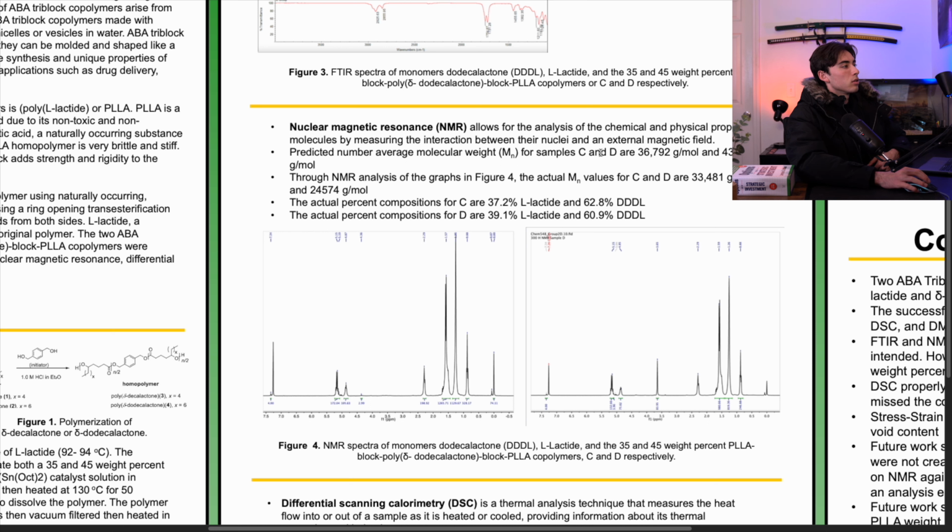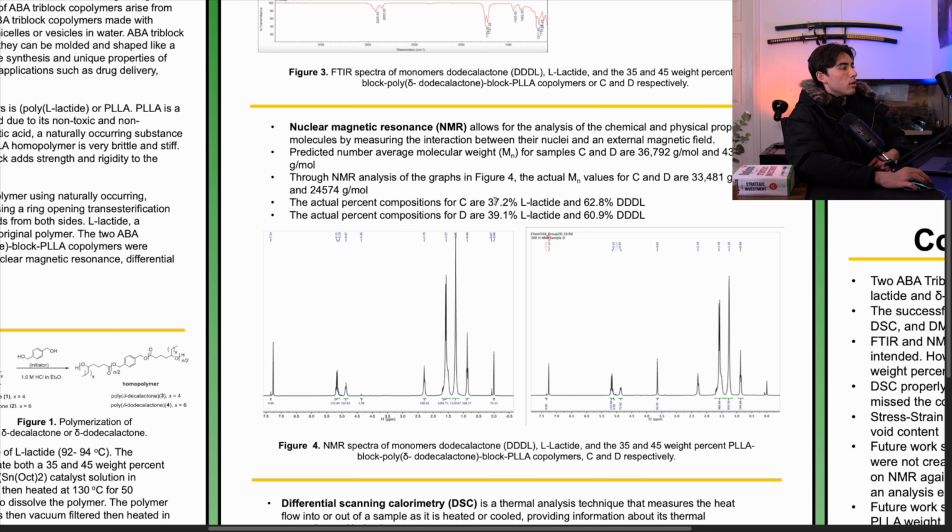So the predicted values for the number average molecular weight, or Mn, for the samples C and D, which are 35 weight % and 45 weight %, we found the molecular weights for the polymers to be 36,792 and 43,299. Through actual analysis of these spectra in Figure 4, we figured out the actual Mn values we got were 33,481, which is pretty close to what was expected, and 24,574, which was a little ways off.